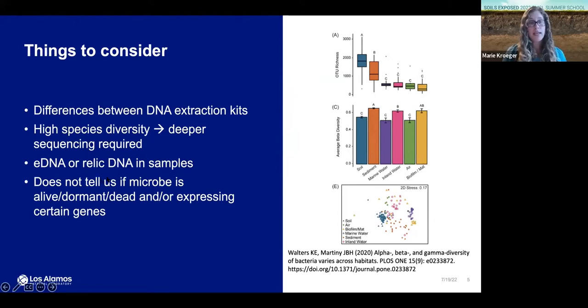Another point to make is that there is what we call relic or environmental DNA a lot of times in soils. So this is DNA that is just in the soil, but not actually inside a microbe. It's just sort of necromass DNA sitting around. And so an important thing to think about when you're designing your experiments to use metagenomics is that metagenomics alone does not tell us whether a microbe is alive, dormant, or dead, and whether or not it's expressing the genes that you're getting annotated in your metagenome.